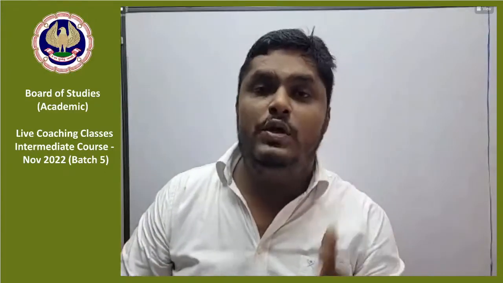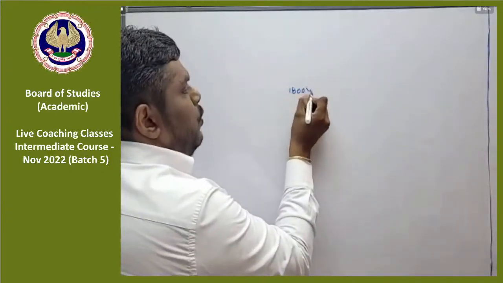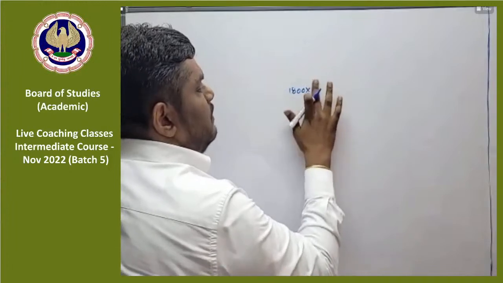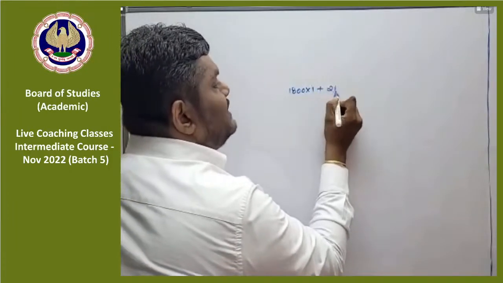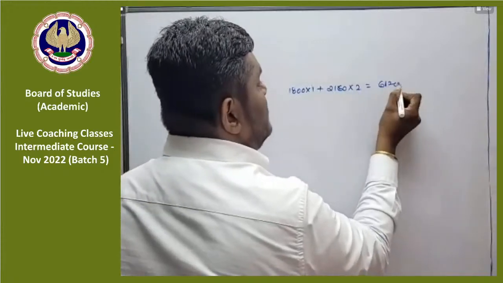6,120 is the total, my dear Siddhappa. 1800 into 1 plus 2160 into 2. So this is 6120, Siddhappa.